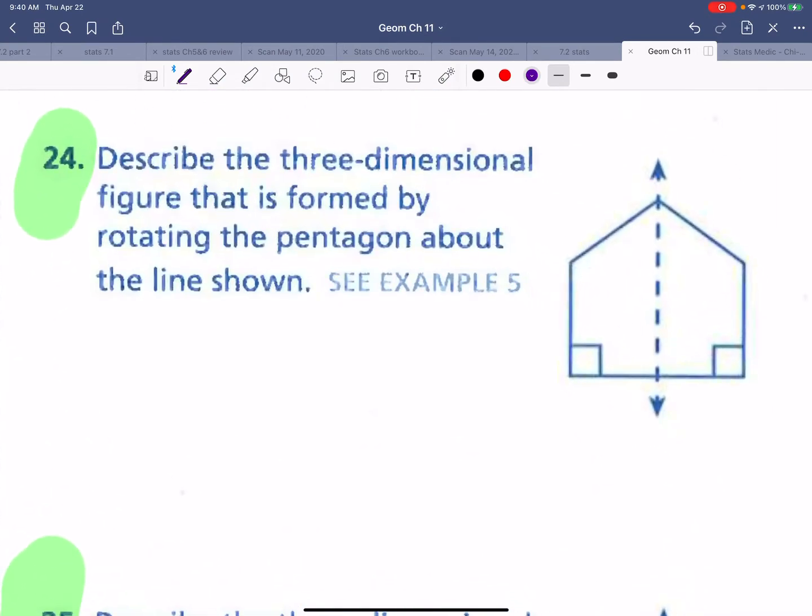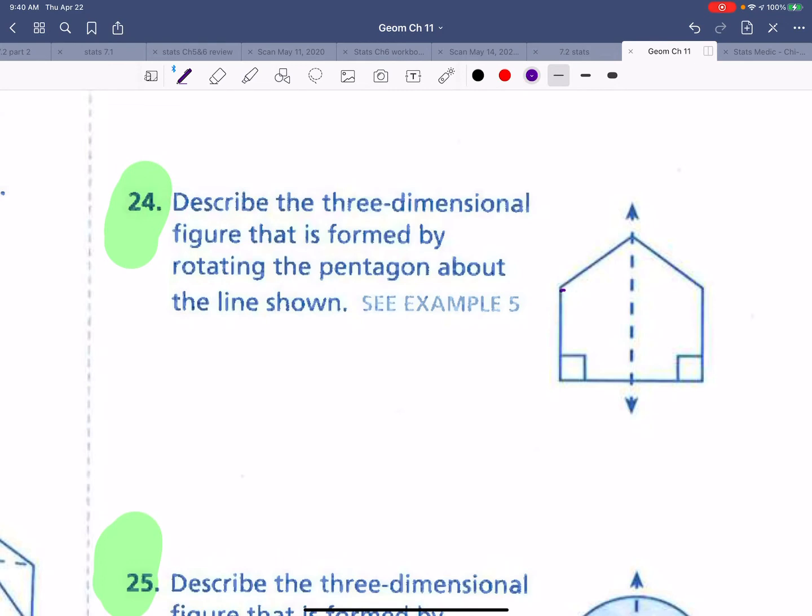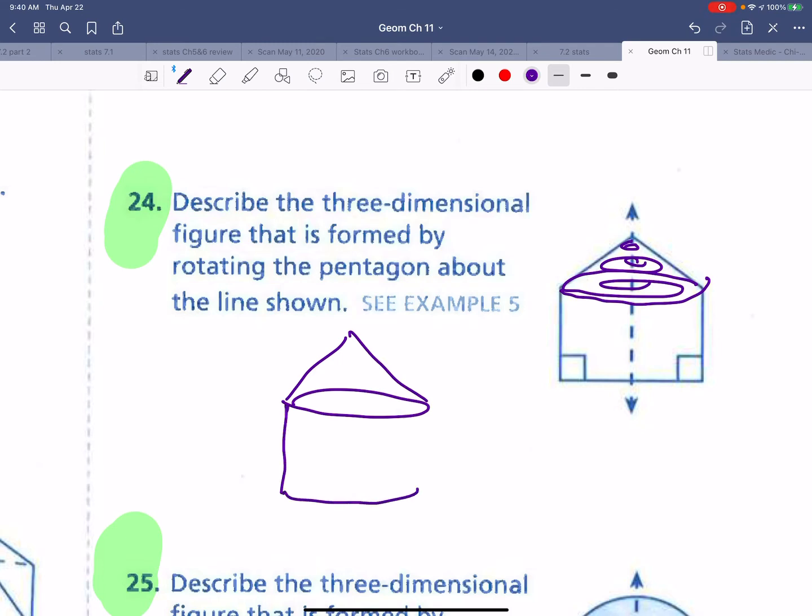24, describe the 3D figure that is formed by rotating. Oh, this is cool. Okay, so rotating this, I'm going to get a cone on the top. So it's kind of going to look like a barn on the top. And then on here is a cylinder. So it's like you took a cone and you set it on top of a tin can.